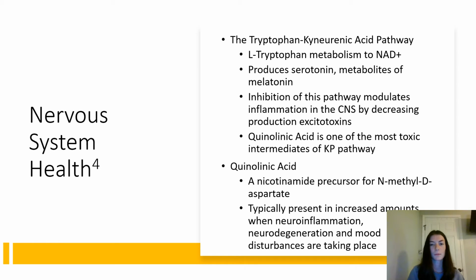One of the excitotoxins that I wanted to cover was quinolinic acid, as it's one of the most toxic intermediates of the KP pathway. Quinolinic acid is a nicotinamide precursor and an N-methyl-D-aspartate agonist, and it's typically present in increased amounts with neuroinflammation, neurodegeneration, and also when mood disturbances are taking place. So we can tell that this isn't something good that's happening. We want that NAD to produce negative feedback for the tryptophan kynurenic acid pathway to decrease the chances of inflammation in the central nervous system.